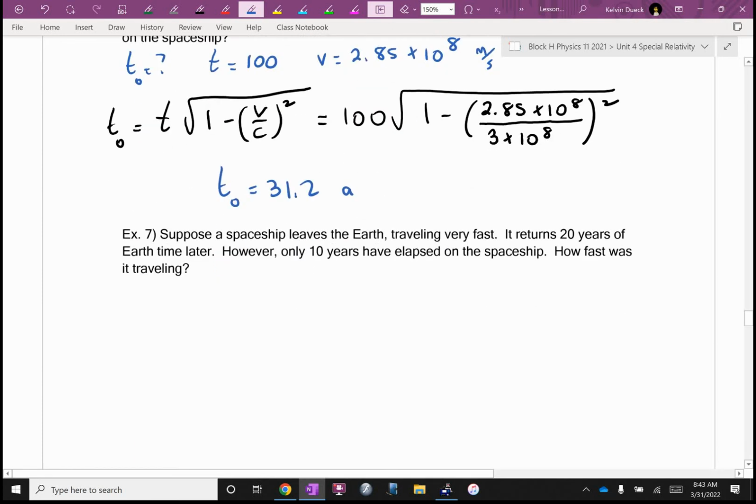Example 7. I like example 7. Example 7 is a nice question. Suppose a spaceship leaves the Earth traveling very fast. The phrase we use is relativistic speeds. In other words, you're going fast enough for time dilation to really play a role. It returns 20 years of Earth time later, but only 10 years elapsed on the spaceship. How fast was it traveling?